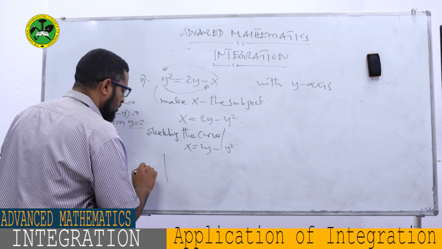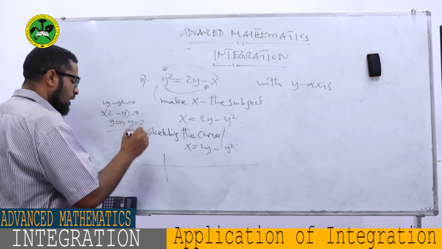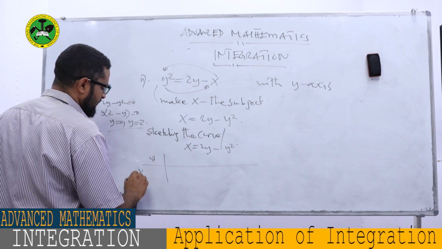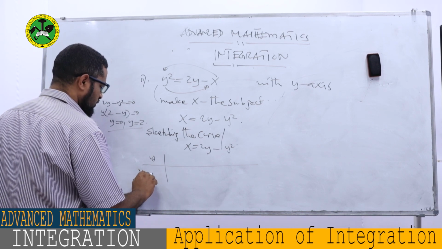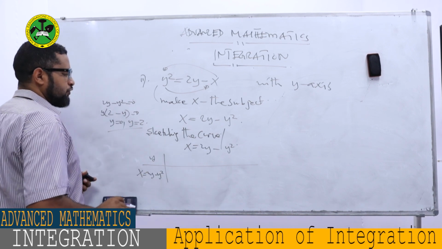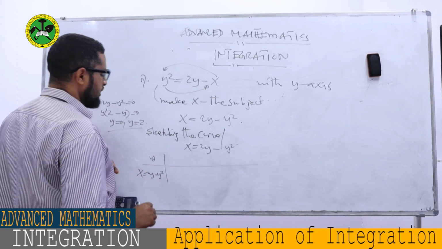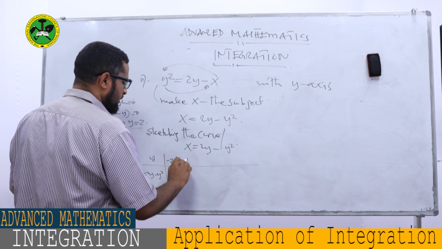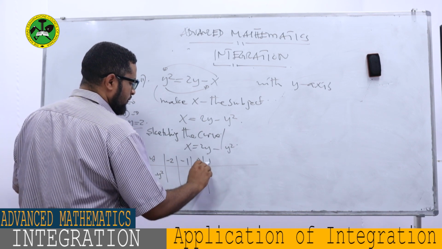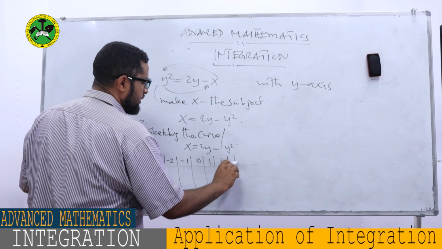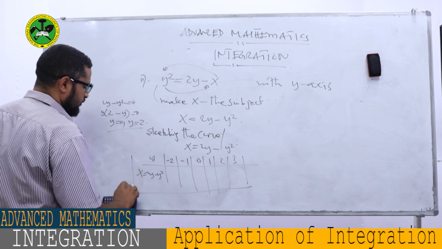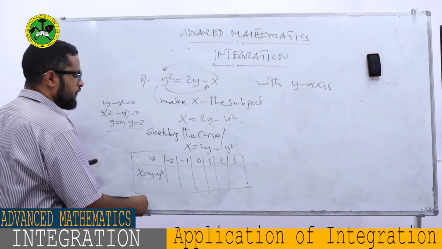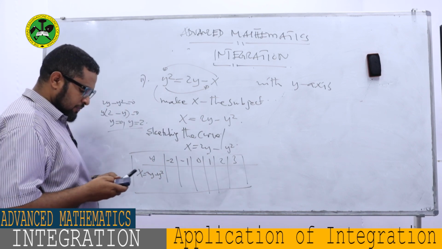So these values are supposed to be seen in your table of values. Again, we write y and then we write x. x is our function 2y minus y square. We have 0 and 2. So we are just adding, writing negative 2, negative 1, 0, 1, 2, and 3. Thereafter, take your calculator and enter the function so as to save time.